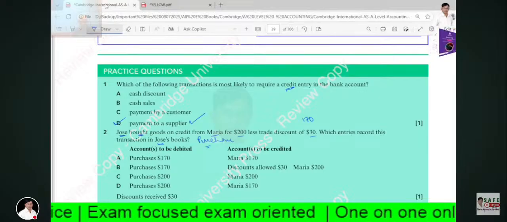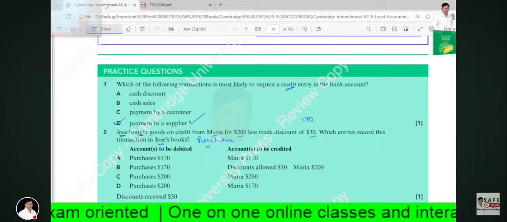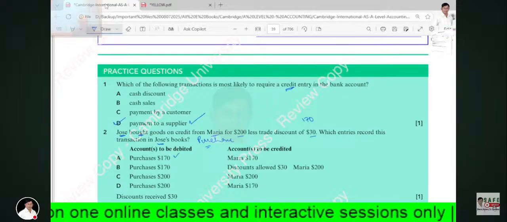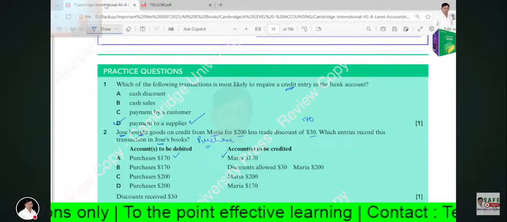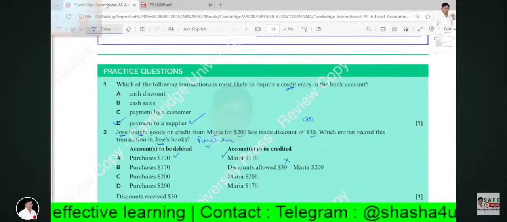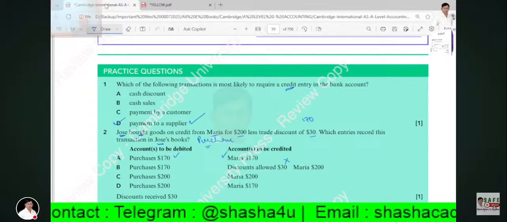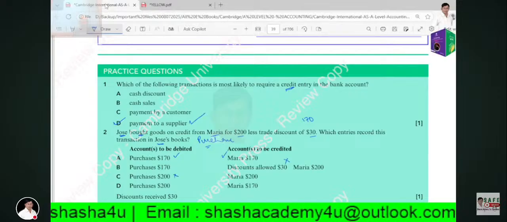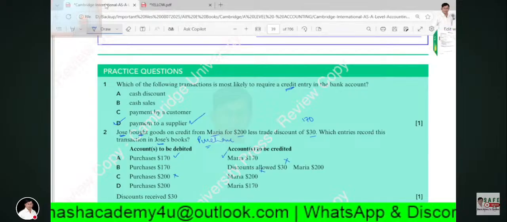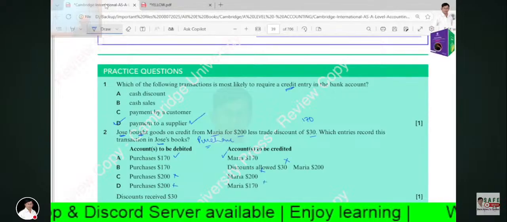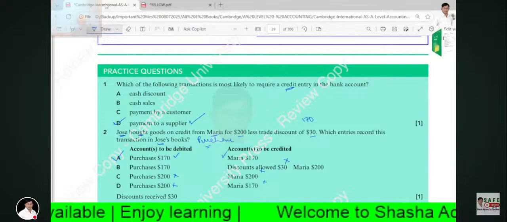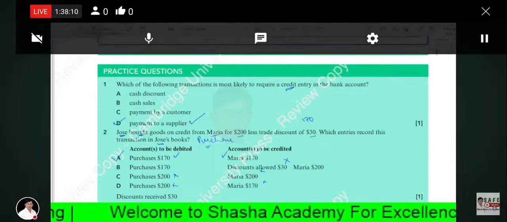So purchases will be debited 170. Maria will be credited 170. Trade discount is never recorded. It will never be recorded at gross 200. Never at 200. So this is the only correct entry: purchases account 170, Maria account.